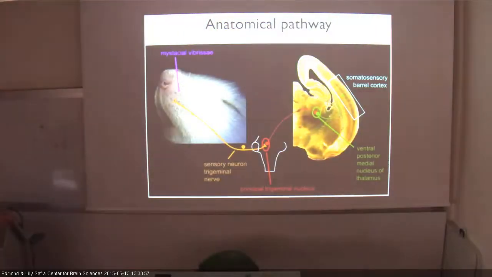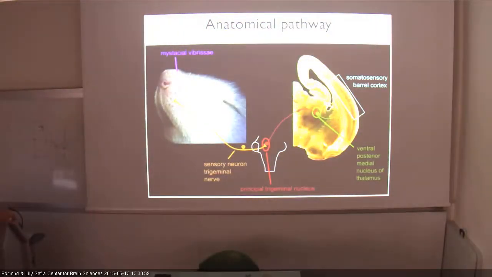Okay. So the pathway is important to know. It's again very similar to the somatosensory system. You have an axon that makes a nerve ending here on mechanoreceptors, and then it goes.